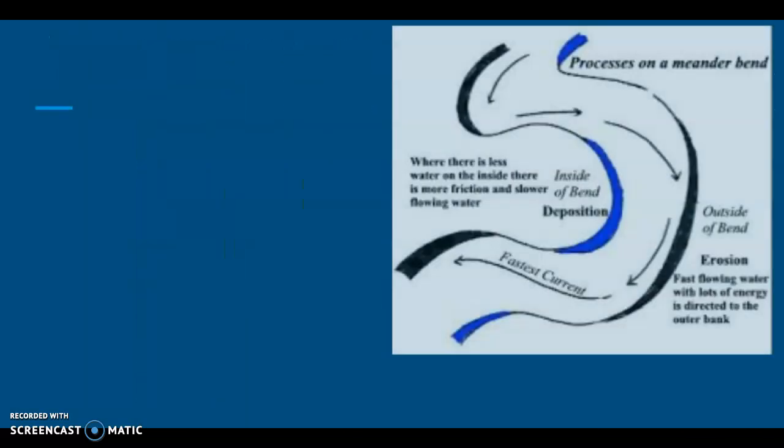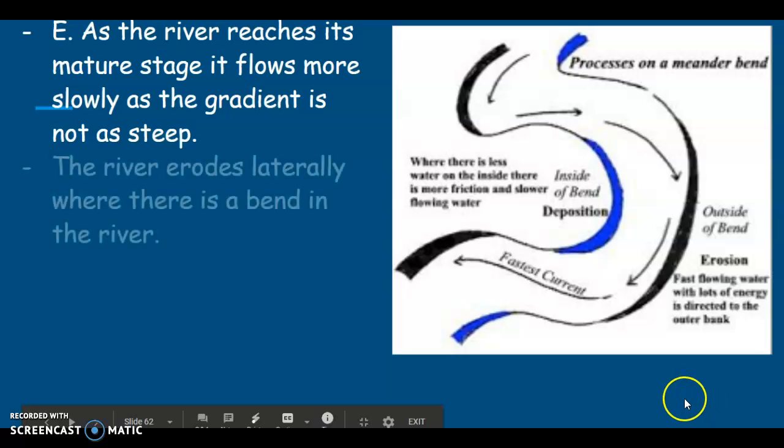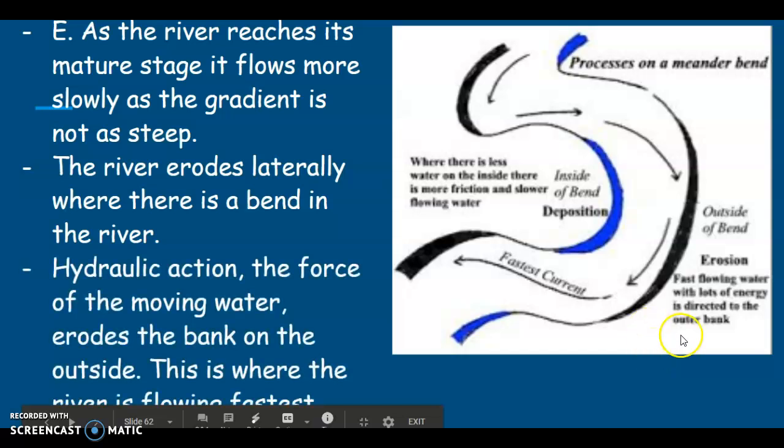And now our explanation. So we have, just to help us with explaining, a diagram here. So as the river reaches its mature stage, it flows more slowly as the gradient is not as steep. The river erodes laterally, so laterally meaning sideways, where there is a bend in the river. Hydraulic action, the force of moving water, erodes the bank on the outside. This is where the river is flowing fastest. So this is where our erosion is happening, on the outside of the bend.